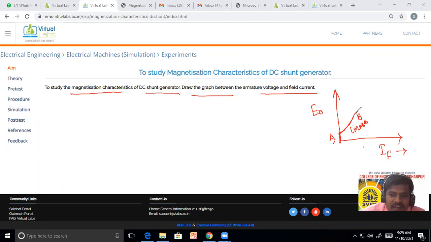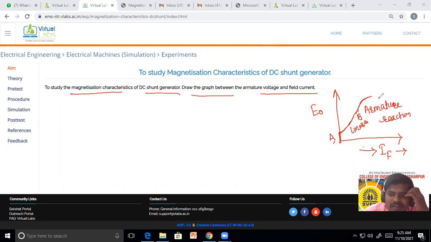After point B, it deviates from its position because armature reaction and armature voltage drop will be taken into account. Armature reaction effect and armature voltage drop will take effect. That is, if field current increases, the graph deviates from its linear relationship. त्याची जी काय linear relationship असेल, deviates.